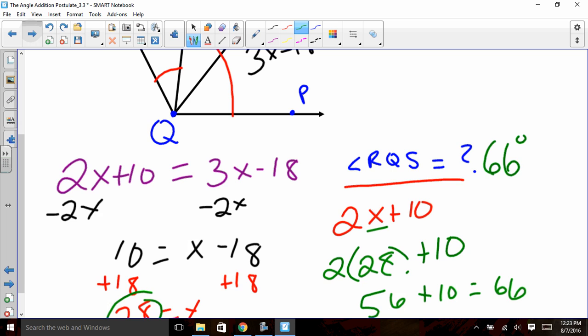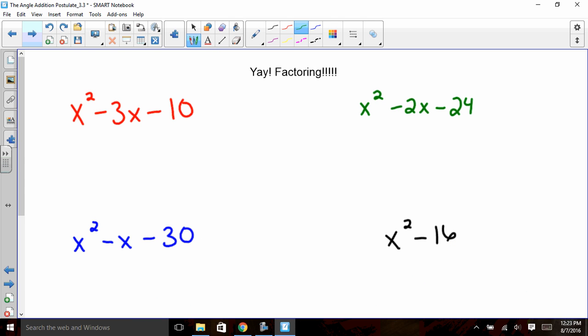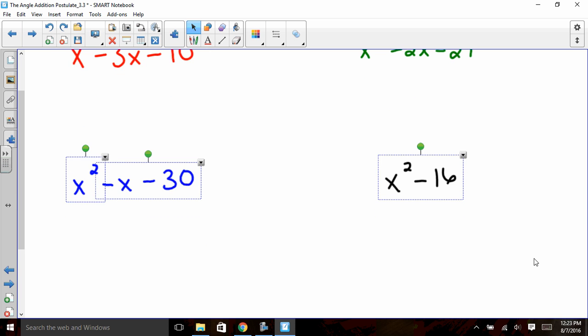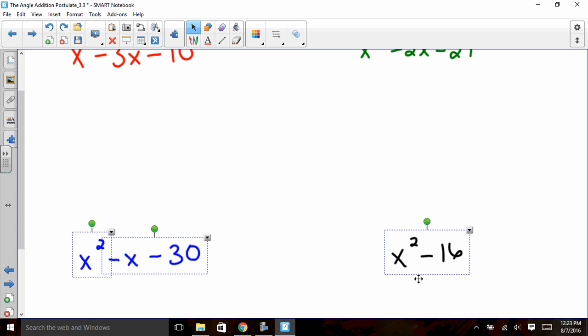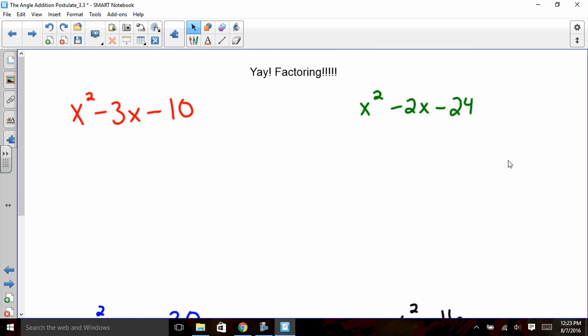Got a couple more things to go on to. Now, before we can get to the last 2 problems, we need to remind ourselves about factoring. Why? Because factoring comes up all the time. I'm going to scoot these guys down a little bit because I write so big. So if you've forgotten how to factor, we're going to take a little trip down memory lane. We know that factoring is the opposite of foiling. It undoes foiling. So we're going to get 2 sets of parentheses here.